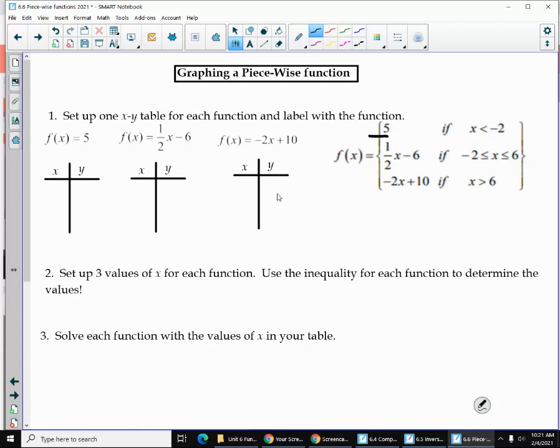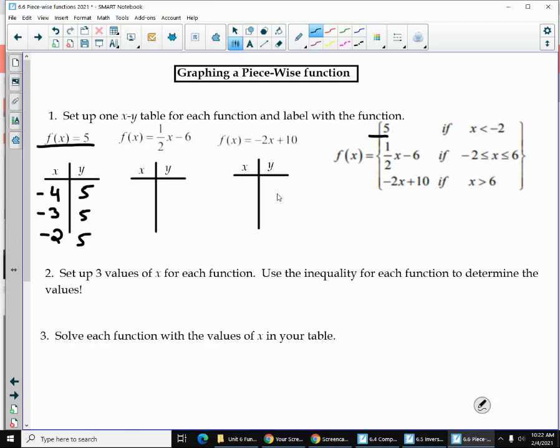So the first one, f of x equals 5. And the domain has to be, x has to be less than -2. So let's take 3 numbers less than -2. So I can pick -4, -3, and -2. And I will talk about -2 in a few minutes because -2 is not included, so the circle will be open. When x is -4, the constant function is 5, 5, and 5.